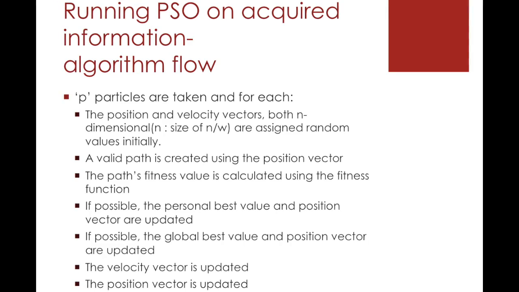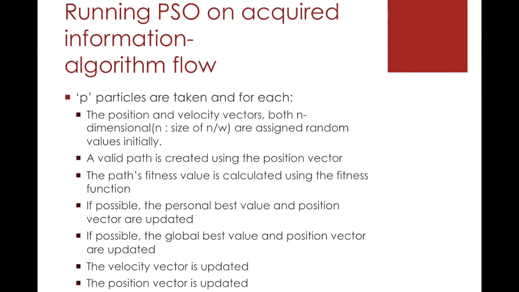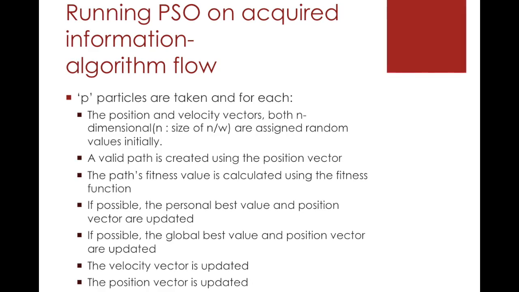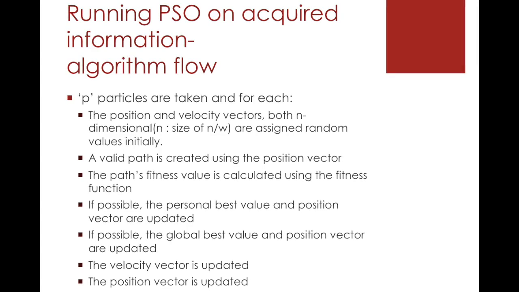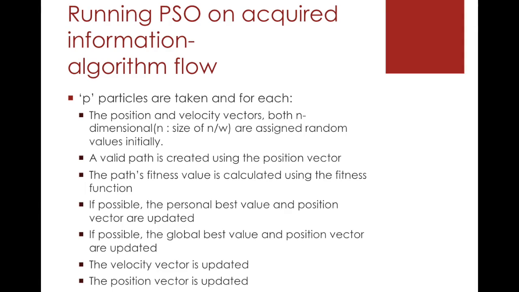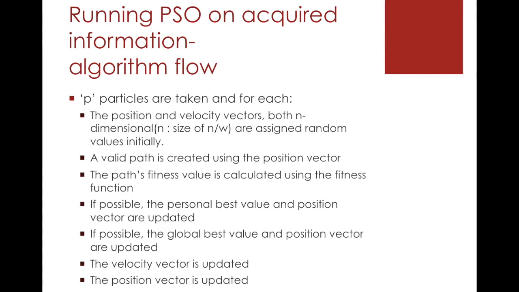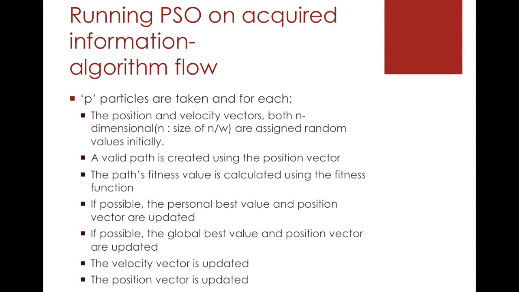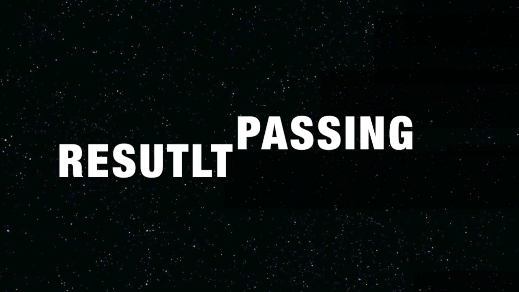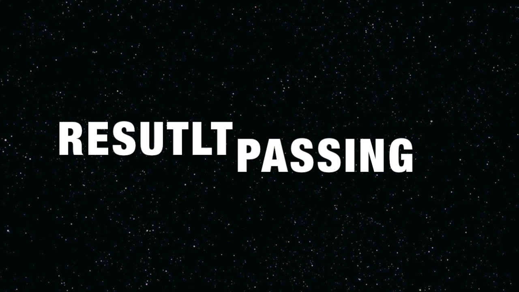After that, the velocity vector is updated. This procedure is iterated many times until a strong convergence is observed, which is when almost all the particles are denoting the same path, which is actually the most optimal path. In the end is the result passing phase. As you can guess from the name, the base station results are passed to the nodes in the network for later use.